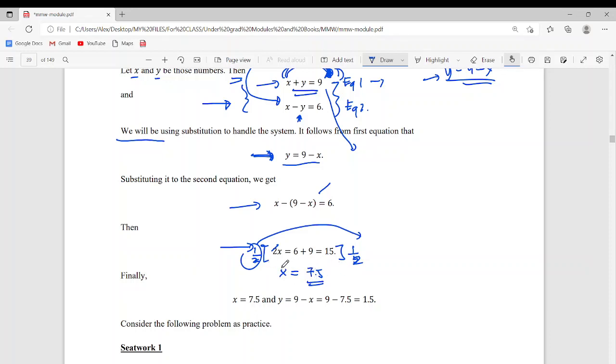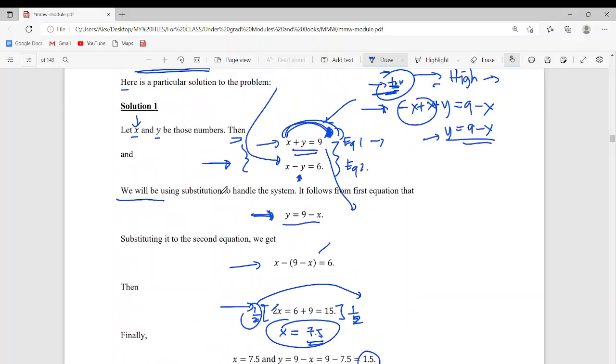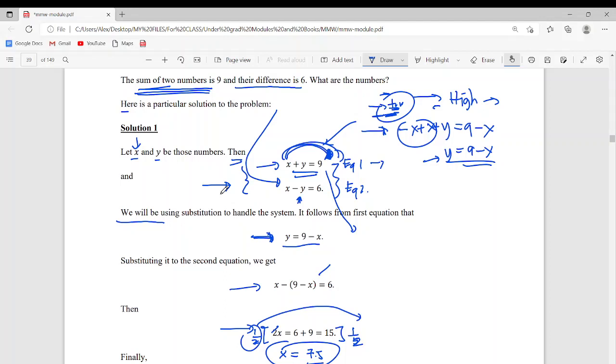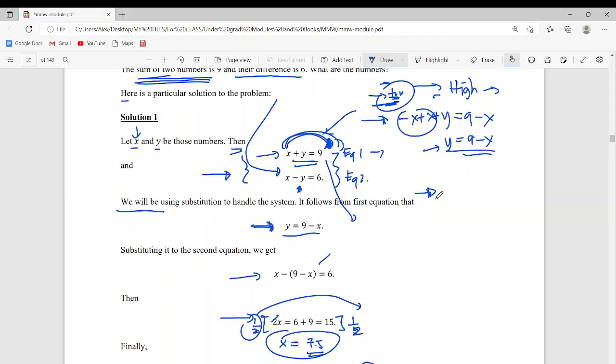After that, since we have the value of x, we can pick either equation 1 or equation 2 to get the value of y. And so y is just equal to 1.5. There are some techniques in solving worded problems, not just this one. This next one is I think much better and shorter, since this one is long in its solution.